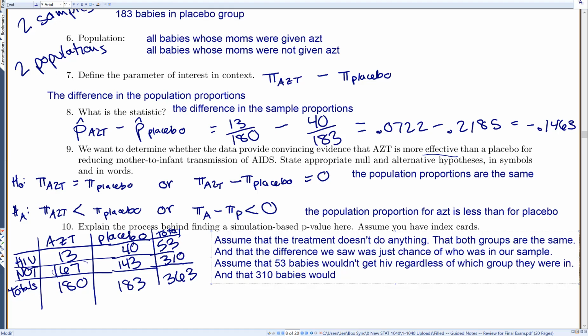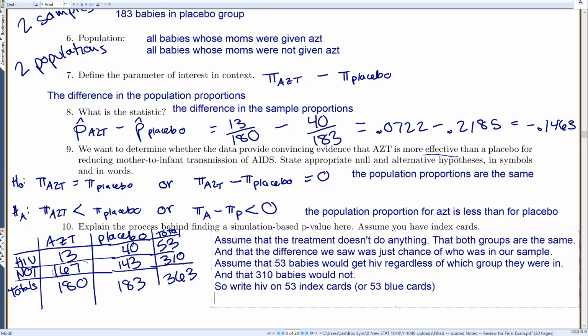Nope, I said that wrong. Assume that 53 babies would get HIV regardless of which group they were in, because there were 53 babies that got HIV, and 310 babies would not. Again, regardless of which group they were in. So write HIV on 53 index cards, or like 53 blue cards, and write not on 310 index cards, or like 310 green cards, however you want to do it.